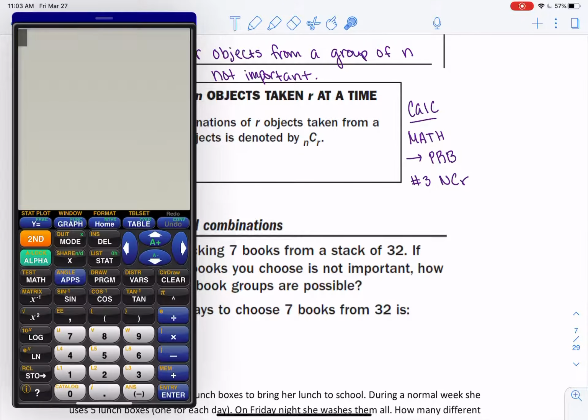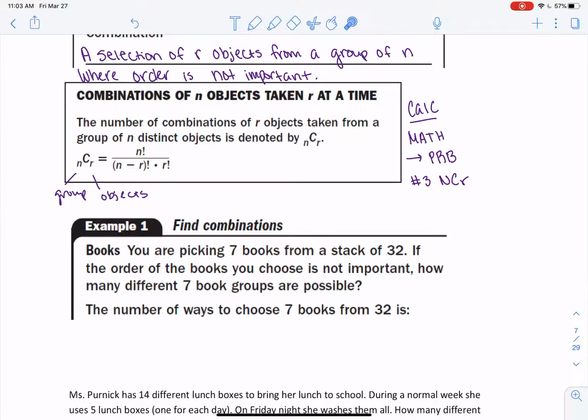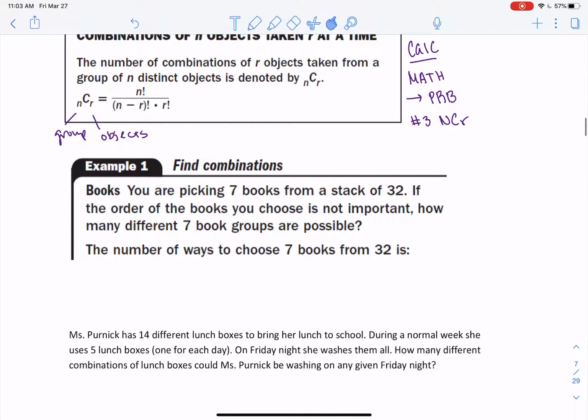Part of this is trying to figure out when you use which one. If you're thinking, I don't know when to use which one, that's part of what we're looking at: how do you figure that out? So let's look at this example here for books. You are picking 7 books from a stack of 32. If the order of the books you choose is not important, how many different 7 book groups are possible?